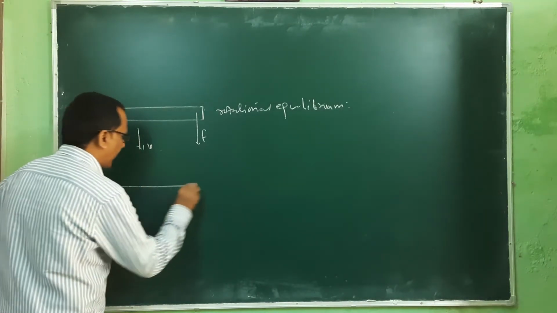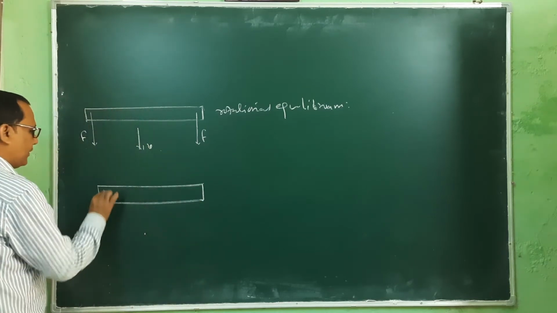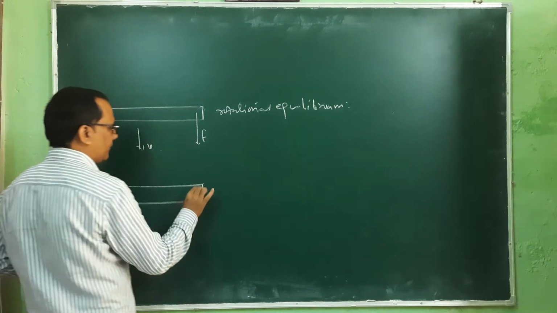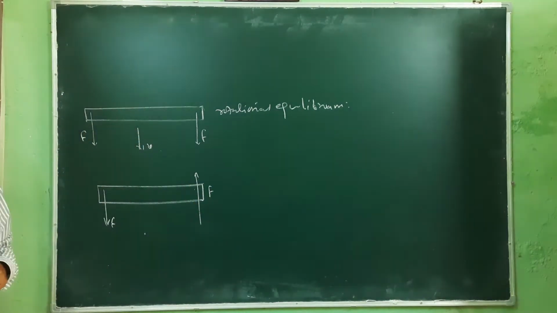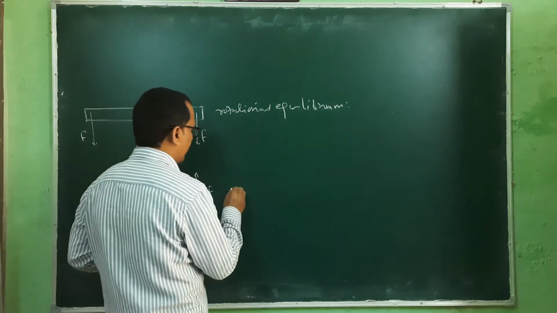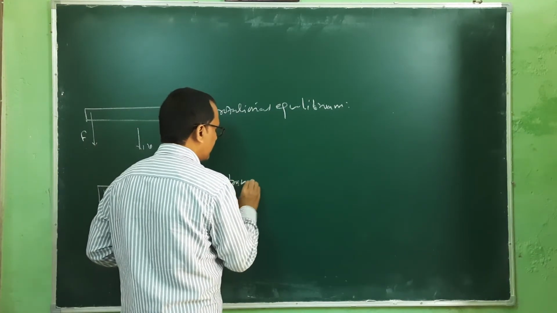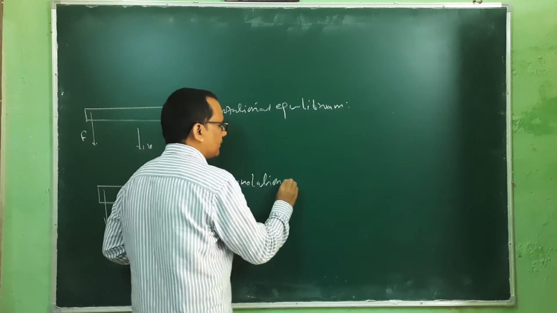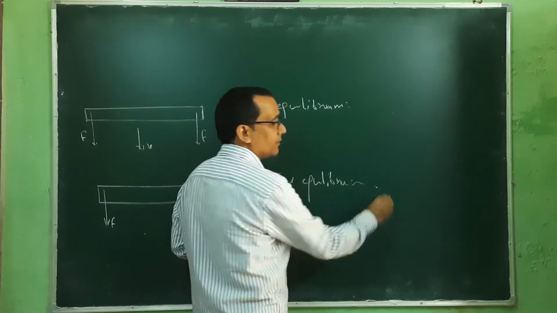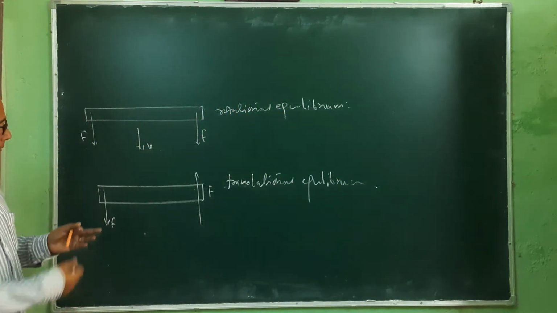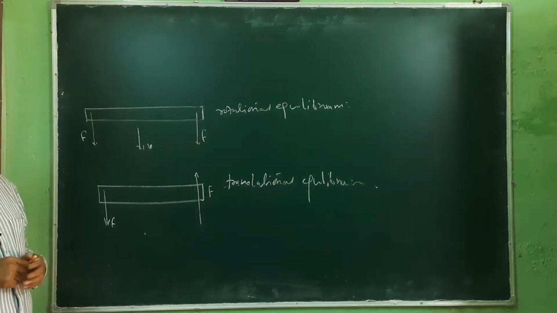And if we apply one force along this direction and another force in this direction, then this will be in translational equilibrium, but it will rotate. So this will not be in rotational equilibrium.